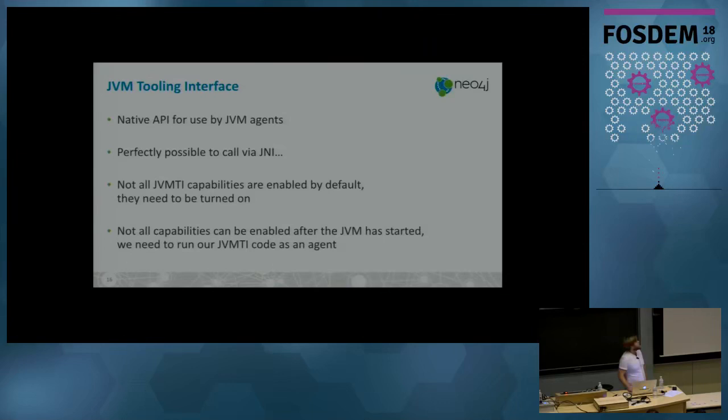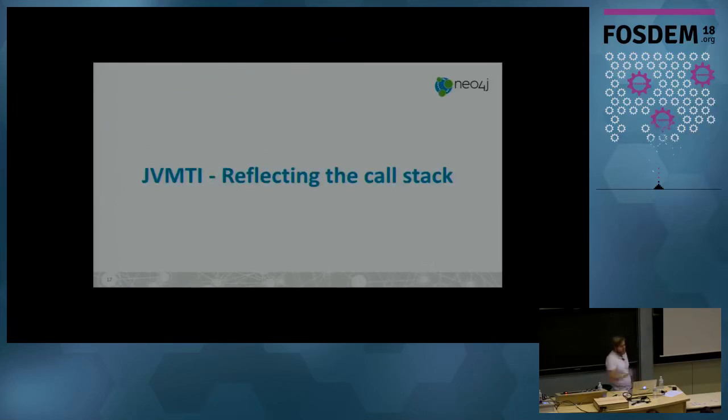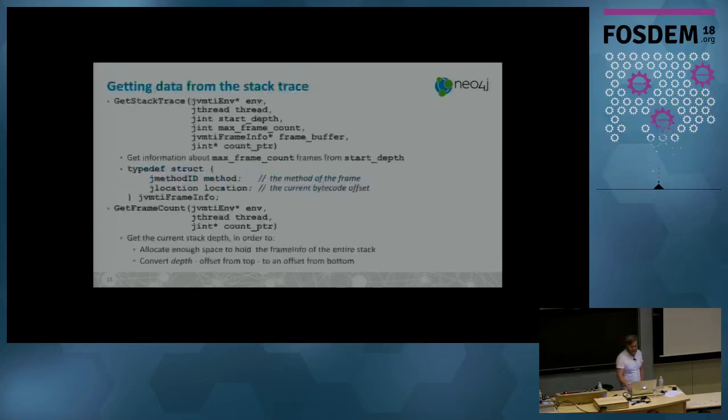But once we've done that, we can play with a lot of interesting JVM introspection capabilities from pure Java code, just calling through JNI to this native code. And that's actually quite simple and straightforward. We can do things like reflecting a call stack. So getting the stack of running Java code and getting local variables out of the calling method, or interesting things like that.